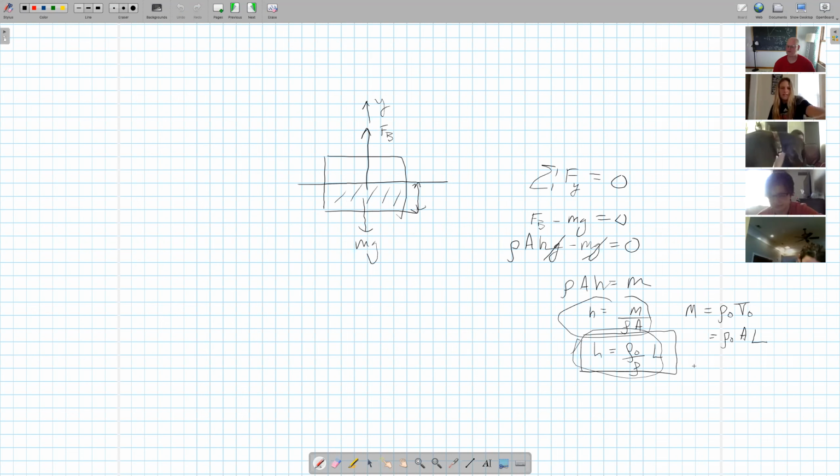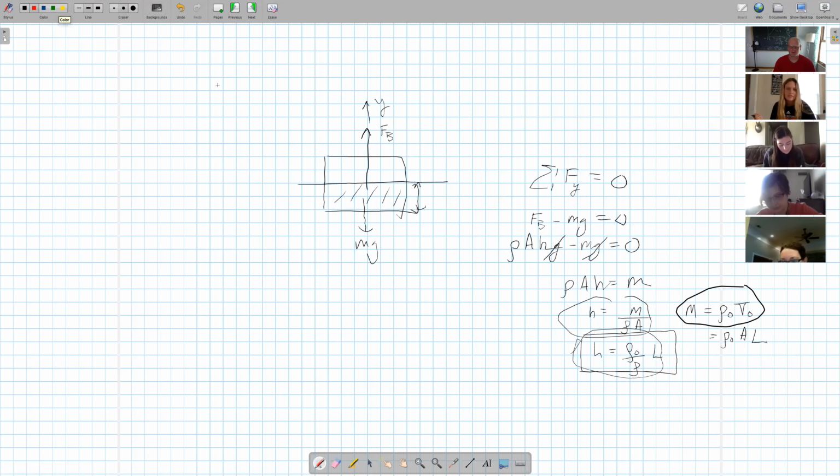The only thing I did separately, if you're comparing to my answer, is I wrote the mass was equal to the density of the object times the volume of the object. And then the volume of the object is simply A times L. So plugging that in, that's what gave me the rho 0 over rho times L. But yeah, you're absolutely right. Oh, goody. We got it right. No, that's absolutely right. Good job.